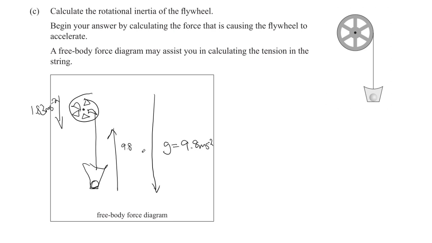9.8 minus 1.83. I'm just going to plug this into my calculator. This is what was acting on the flywheel: 7.97 meters per second squared. So this means that the force... Wait, did I say that is the force? Oh my goodness, that is the acceleration. My bad. This is the acceleration.